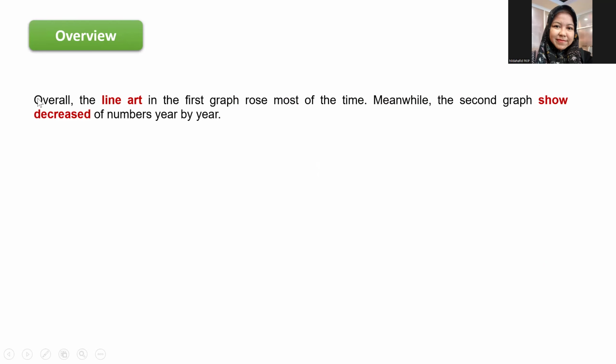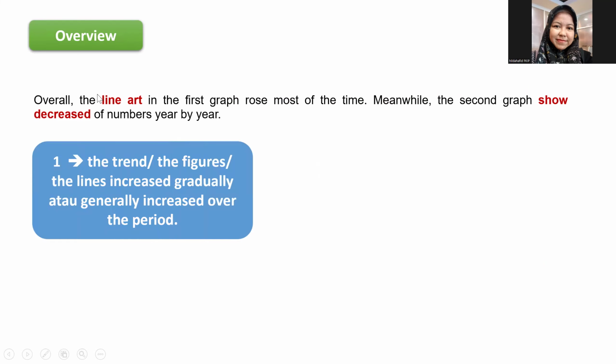So here is your overview. Overall, the line art in the first graph rose most of the time. Meanwhile, the second graph show decrease of numbers year by year.